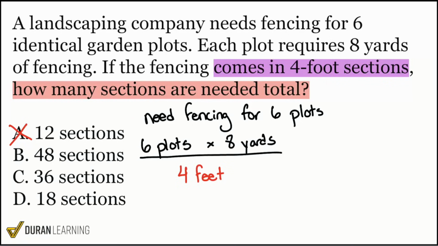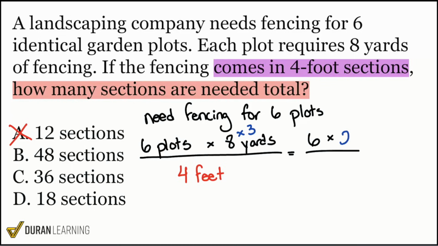So here we go, everyone, we are going to be multiplying yards by 3 to get feet. So I'll do that right there. And let's go ahead and show this now. We'll have the 6 plots multiplied by, everyone, 8 times 3 gives us what? 8 times 3 ends up giving us 24 right there, nice and easy.